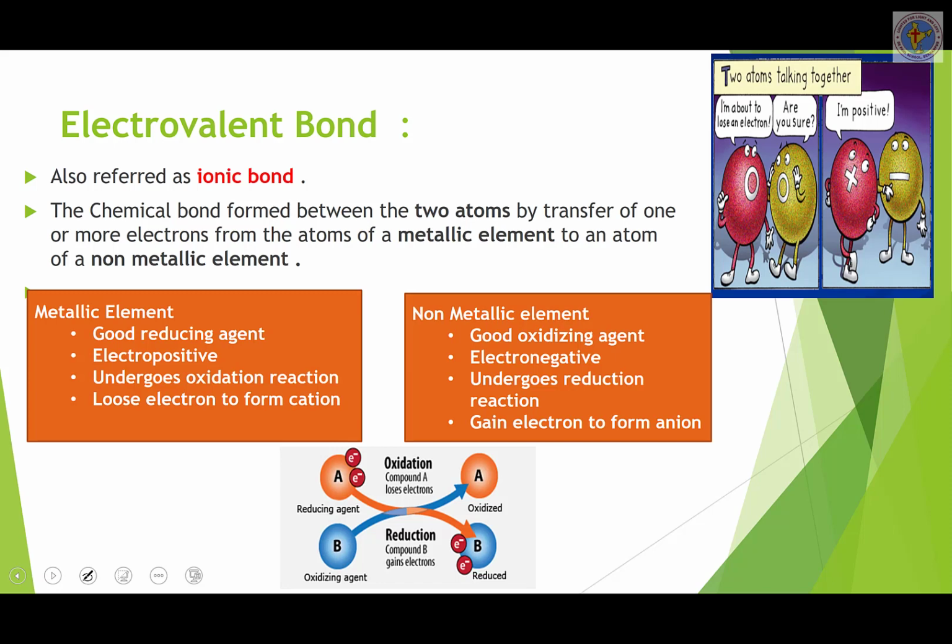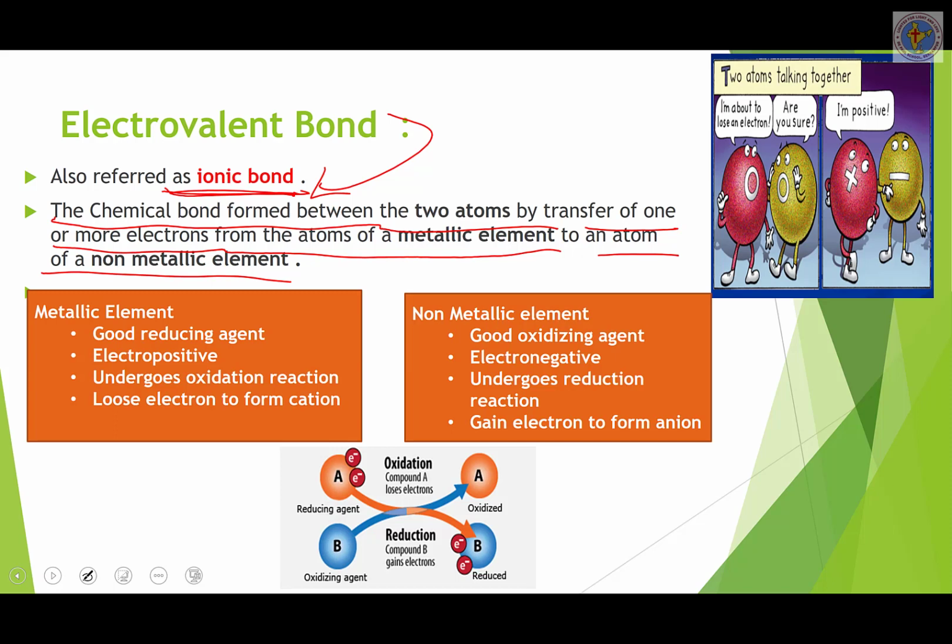At first, let me tell you, electrovalent bond is also known as ionic bond. Okay, the other name of electrovalent bond is ionic bond. So how can we define electrovalent bond? The chemical bond formed between two atoms by transfer of one or more electrons from the atoms of a metallic element to an atom of a non-metallic element.